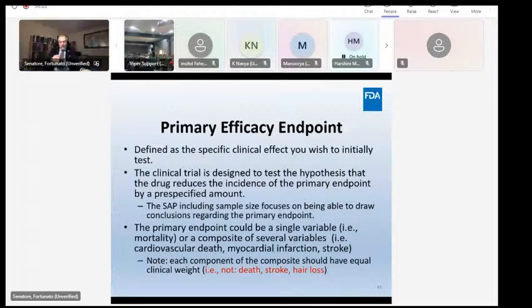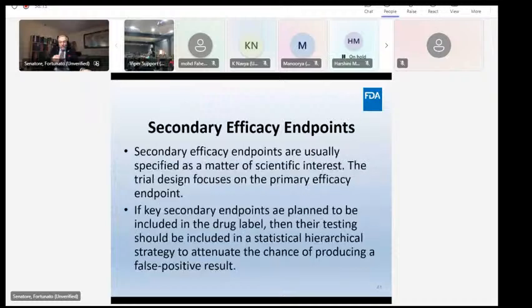Now, secondary endpoints are usually specified as a matter of scientific interest. The trial design focuses on the primary efficacy endpoint, but sometimes a drug company likes to have their secondary efficacy endpoints as part of their label. They want to be able to make claims. So if that is the case, if key secondary endpoints are planned to be included in the drug label, then their testing should be included in a statistical hierarchical strategy to attenuate the chance of producing a false positive result.